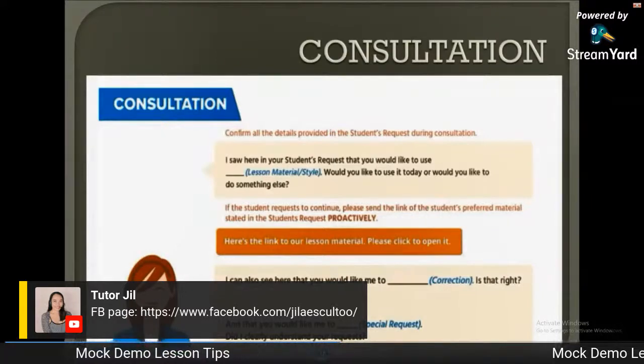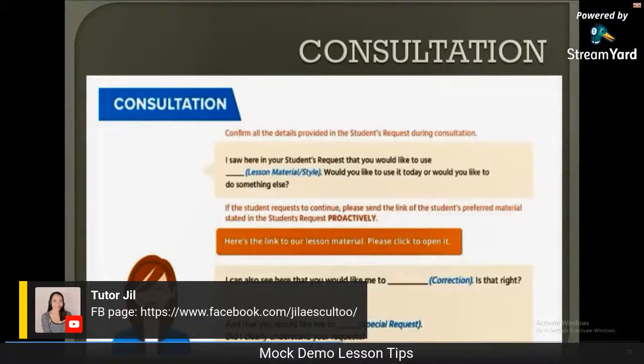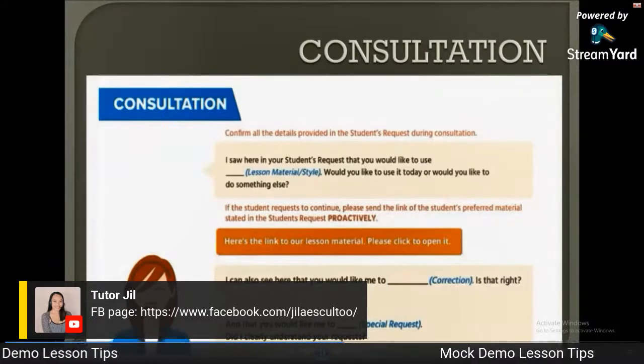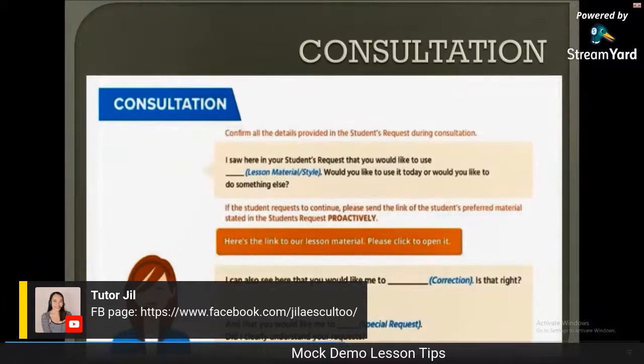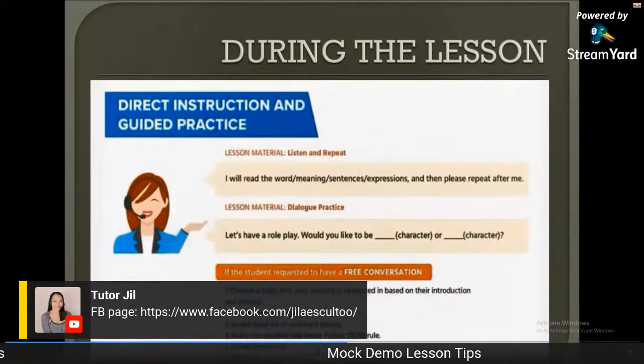Okay, so now you can say, I can also see here that you would like me to proactively correct your mistake and type your mistake. Is that right? Yes. Okay, then that's great. You go directly to the direct instruction and guided practice.